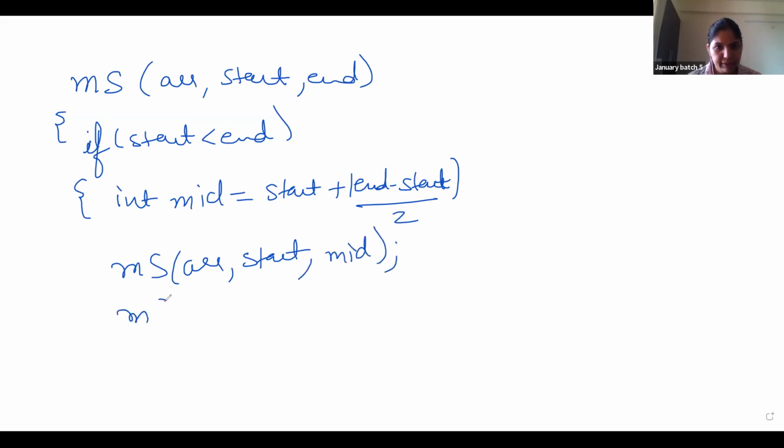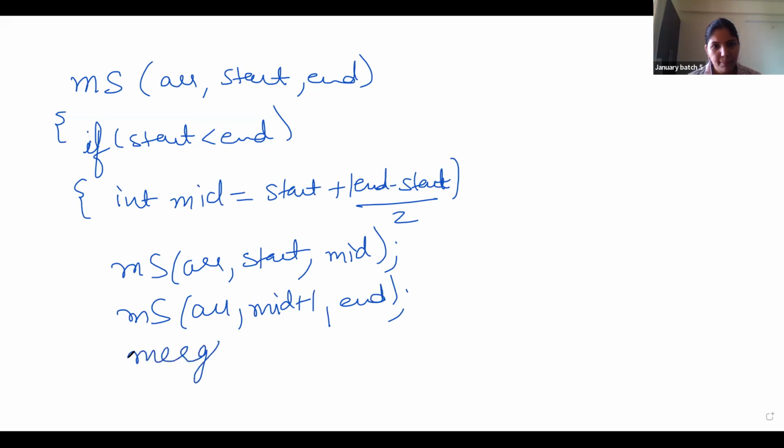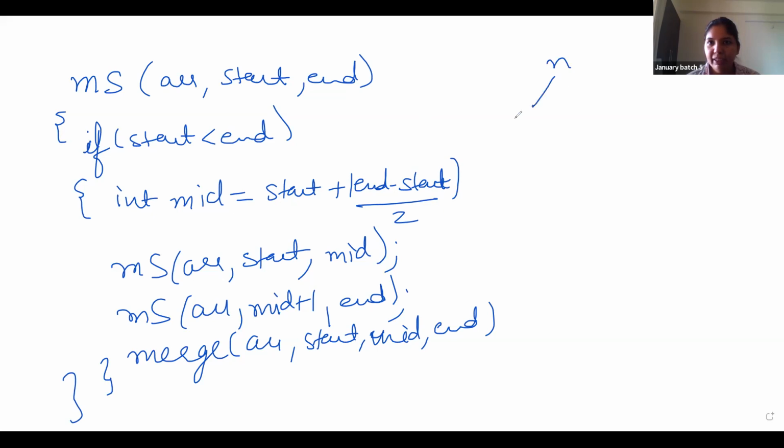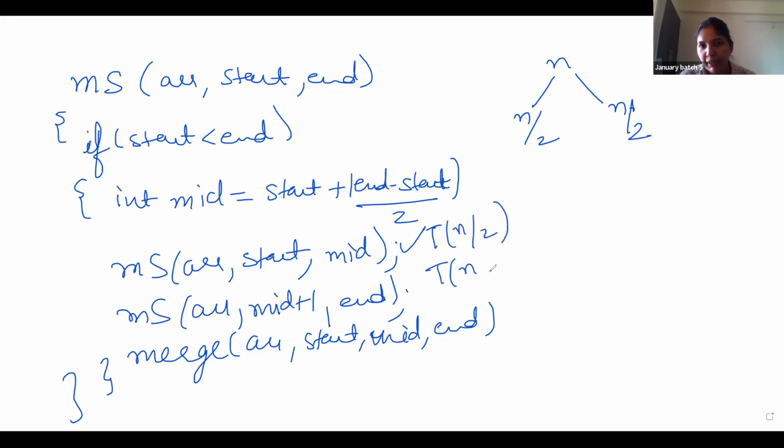Very good, Shivam. That is the reason. Now tell me guys, let's say n elements are there. We are dividing into what? n by 2, n by 2. Now tell me, what is the time complexity for this? This will be the time complexity of n by 2 elements, and this will be the time complexity of n by 2 elements.